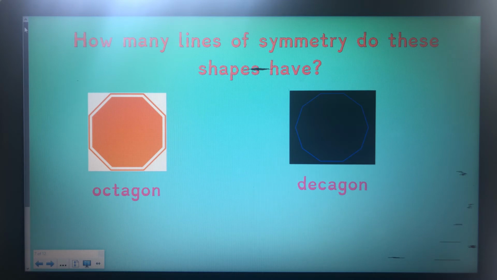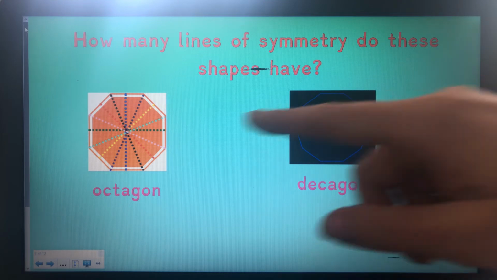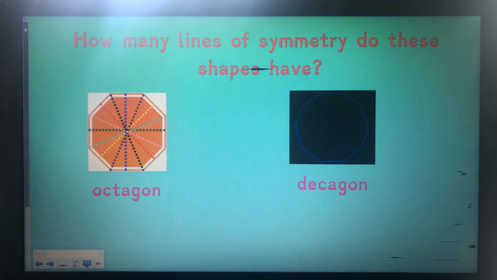Should we have a look? Okay, so an octagon has 8 lines of symmetry. I've put them all in different colours for you, so if I was to have the shape physically in front of me, I could fold it in all those different ways and it would have 8 lines of symmetry because it has 8 sides and it is a regular polygon. Really important, not just an 8-sided shape, an 8-sided regular polygon.